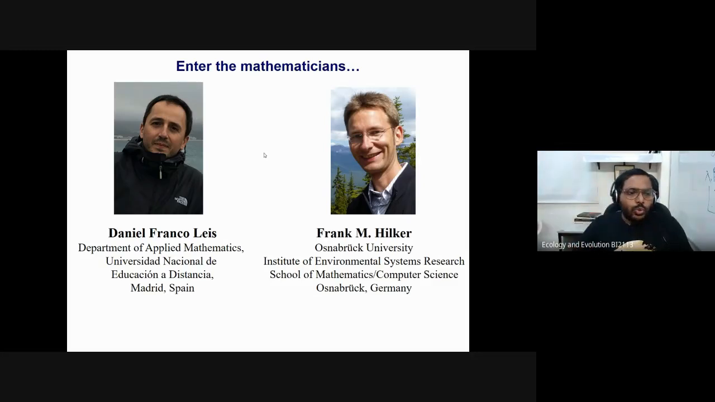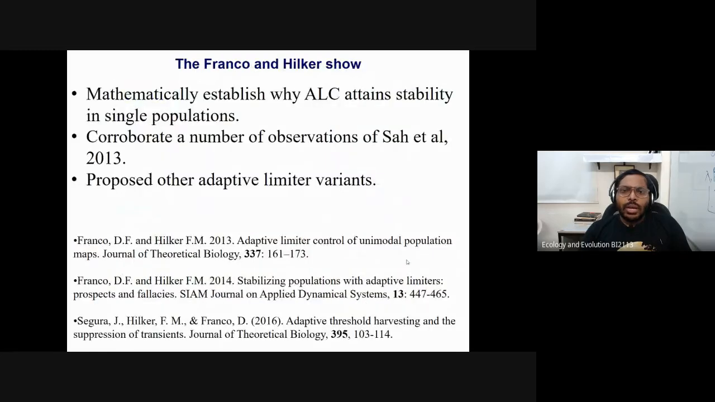So that's when these two gentlemen entered into the picture. This is Daniel Franco Leis. As you can see, he is a mathematician from Spain, and this is Frank Hilke. He is not a mathematician, I think. I forget what his qualification is, but he was at the School of Mathematics and Computer Science in Germany. So these guys picked up our paper, and they actually mathematically, analytically established why it is that ALC was able to attain stability in the single populations.